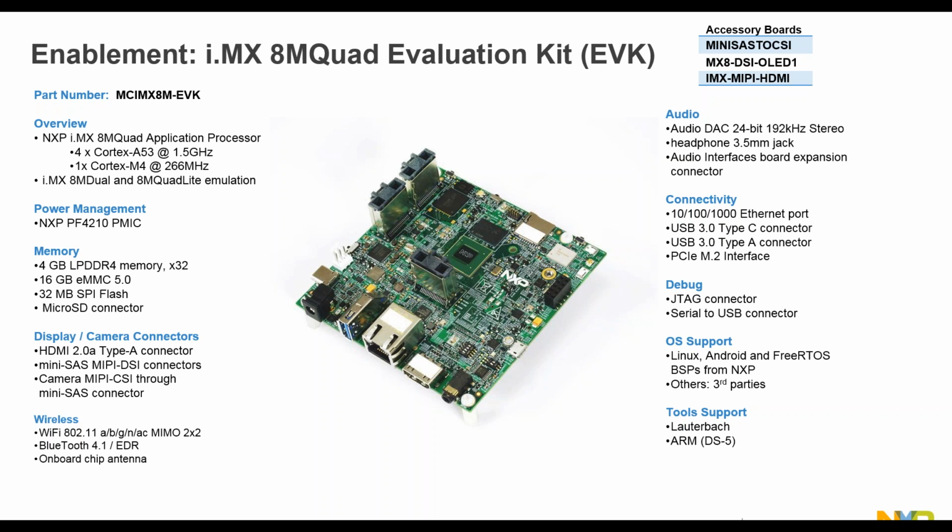So you have connectors for the HDMI to have a TV or a monitor, a MIPI DSI for having local displays, 2 camera inputs. Also, you have the embedded Wi-Fi and Bluetooth, audio jack with DACs, Ethernet, USB 3 connectors, as well as PCIe, and you can debug using the JTAG or the serial USB connector there.